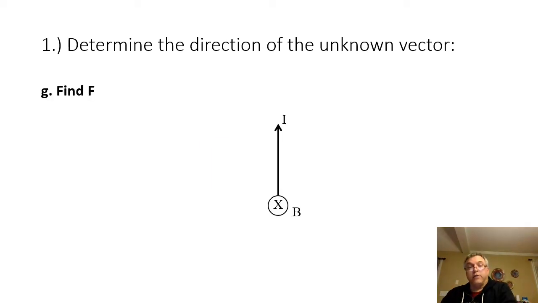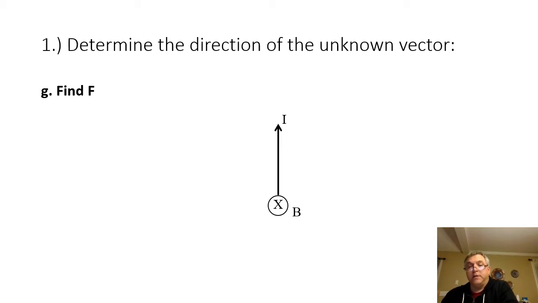The next diagram shows us the direction of the magnetic field in the negative Z direction. It shows us the direction of the current, which is in the positive Y direction, and is asking us to find the direction of the force.